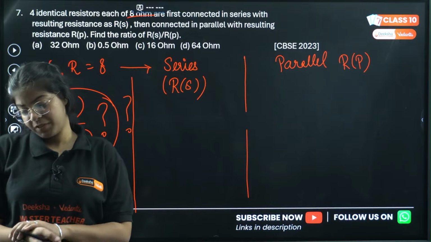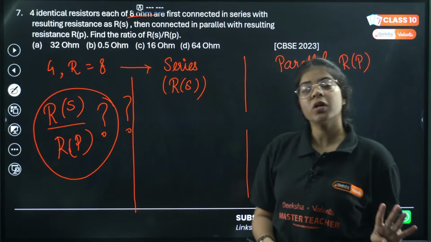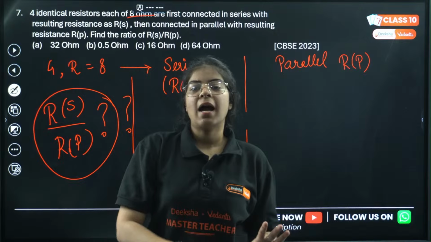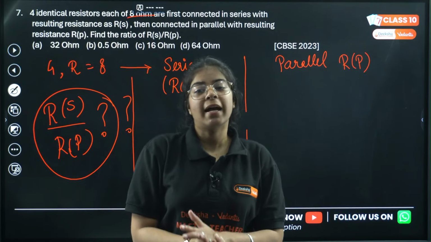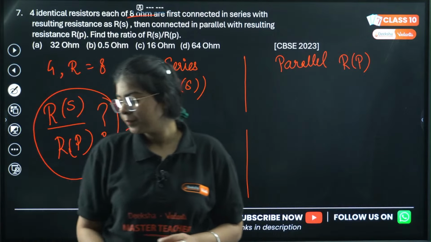Another answer if someone has. We have 4 resistors, we connected them in series and then in parallel, and they are asking us to find the ratio of Rs divided by Rp.